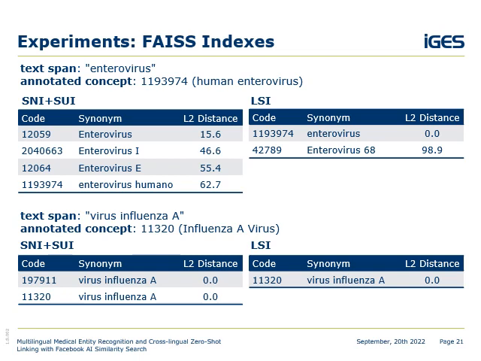In our second example, we have the text span virus influenza A, which is typically annotated as concept 11320, the influenza A virus. And we can see that our small index only contains that concept for this synonym. However, the large index contains another concept with the same synonym. And if we have cases like this with overlapping synonyms, the large index would not know which synonym was preferred.